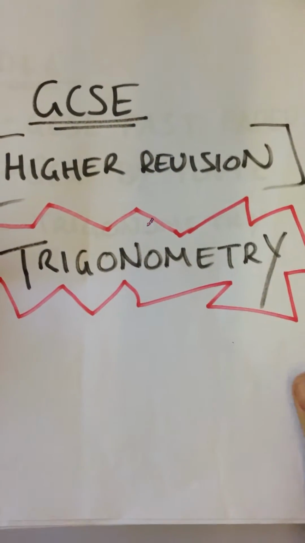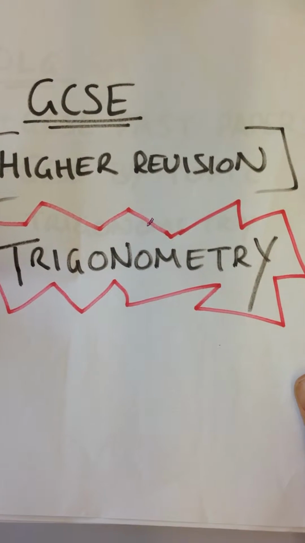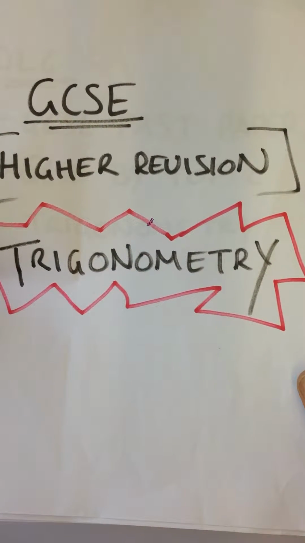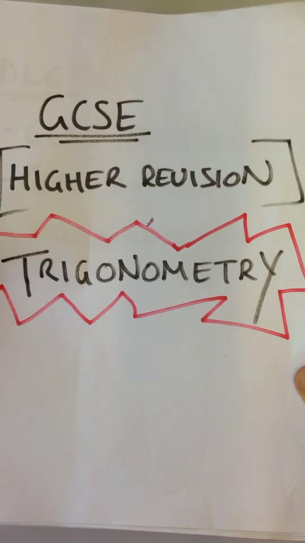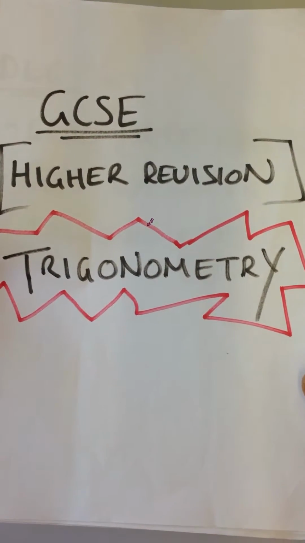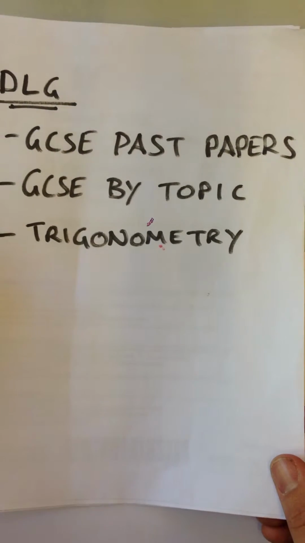This is the GCSE Higher Revision on Trigonometry. Now this video is only going to focus on right angle triangles, which is grade B, and the next video will be on non-right angle triangles using trigonometry and finding the area of non-right angle triangles, which goes into grade A and A star.